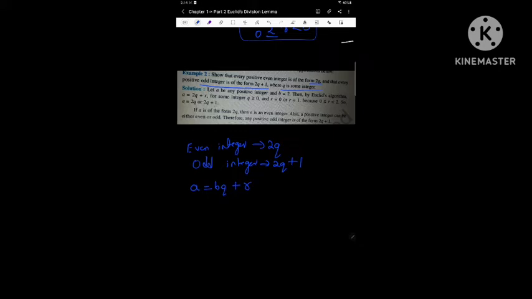Let a be any positive integer and b equals 2. A be any positive integer and b they have mentioned it as 2. So this will be a equals 2q plus r. Right. Then by Euclid's algorithm, a equals 2q plus r. That's what we have written here, for some integer q greater than 0 and r equals 0 or r equals 1.